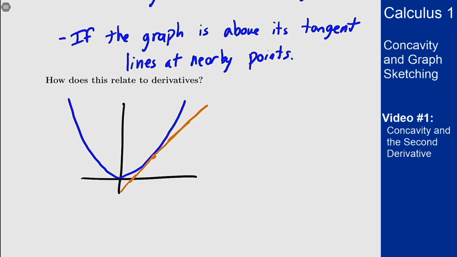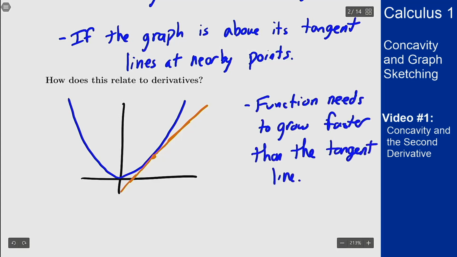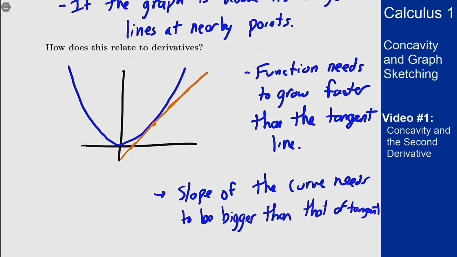Now, how does this work in terms of actual calculus to figure out something about this function? Well, if I want to be above the tangent line, the function has to grow faster than the tangent line as you move to the right past that point. What this really means is I need the slope of the curve to be higher than the tangent line as I shift to the right, and then lower as I go to the left, because it has to come in above that as well. Well, what does that mean?